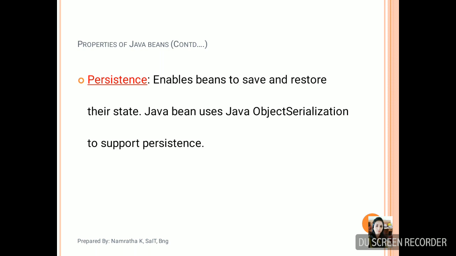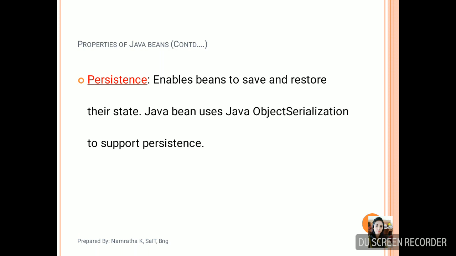We'll see the next one, that is persistence. What is persistence? Basically, persistence is transparent. So a Java bean is persistent. Why? Because whatever action you do, the status of the bean is very transparent, and it enables the beans to save and restore their state. Whatever action you do, it is going to store that status. For example, a submit button on mouse click. When you click that mouse, it is going to store that it is clicked.